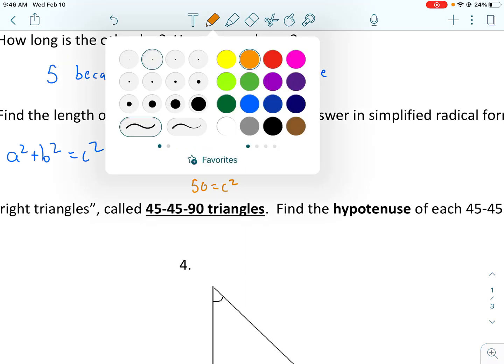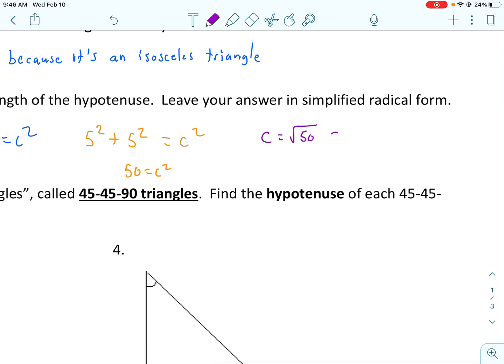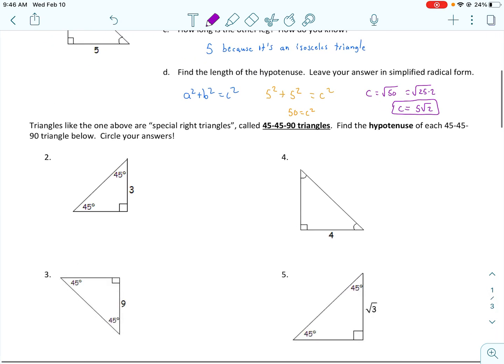Square root both sides, and you get c is equal to the square root of 50, which we're going to simplify. Square root of 25 times 2. Square root of 25 is 5, so you get 5 radical 2. And there you go. All right. So this is called a special right triangle because we'll talk about it a lot, with 45, 45, 90 degree angles. We're going to find the hypotenuse of each of these.